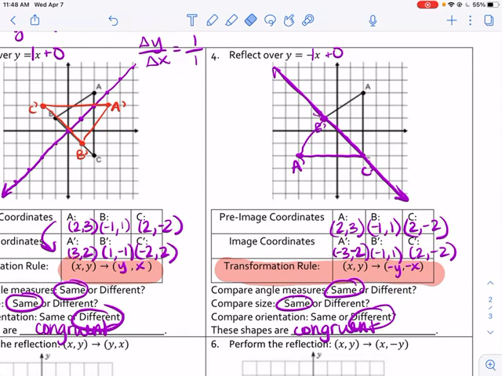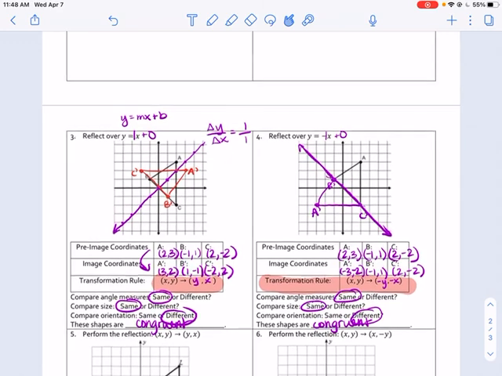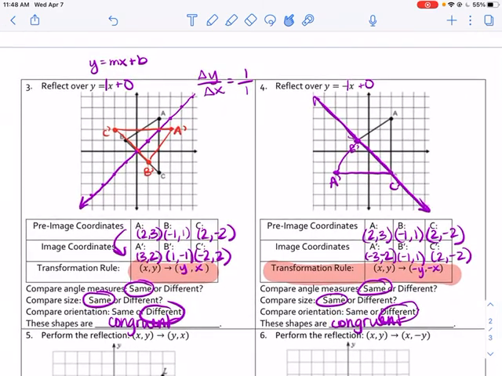So what I would recommend is, particularly on these ones, whenever you have to reflect over y equals x, you should just know that you're going to swap x and y. And when you reflect over y equals negative x, you're going to swap them and they're both going to become negative.